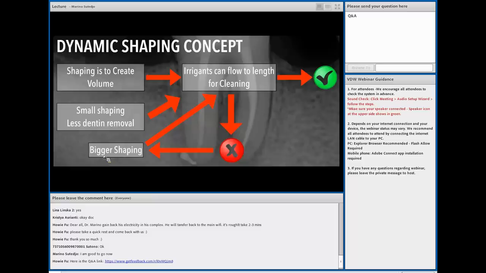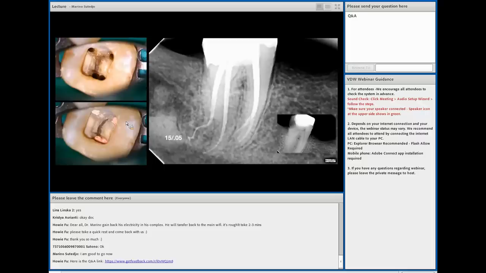But of course, if a small shaping is already enough, then you don't need to make it bigger, because we want to create less dentin removal. So for example, this is a case that I worked on at the time with the M2, because at the time there was still no Rotate. In this typical distal canal, I can stop at only 15.05. But I can make a larger taper at the coronal. Even though I use 15.05, if I add a little brushing, I will not create a 15.05.